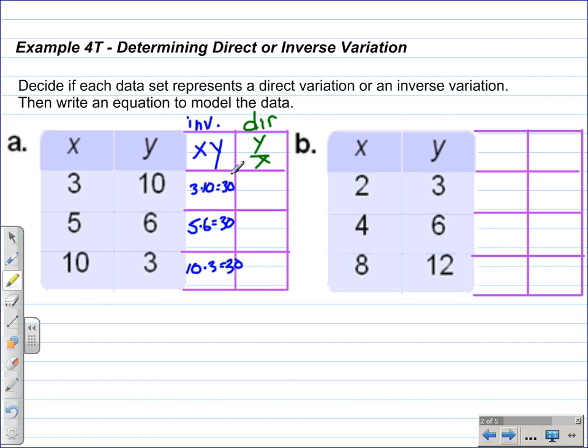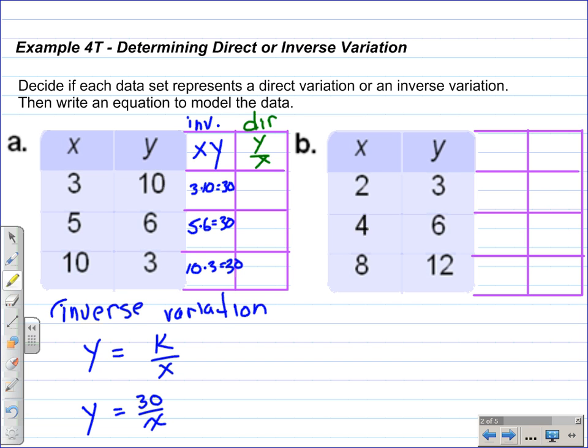All pairs give the same product. 3 times 10, 30. 5 times 6, 30. 10 times 3, 30. Therefore, this is an inverse variation. And the equation is going to be in the form y is equal to k divided by x. We take this 30, which is our k, and we substitute it in. Y is equal to 30 divided by x.